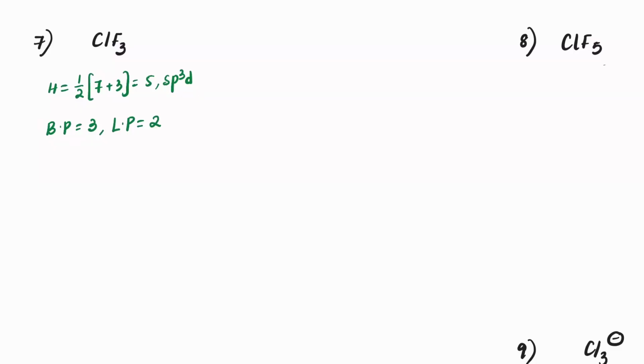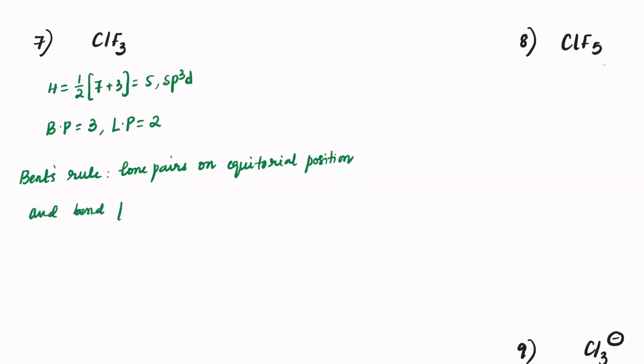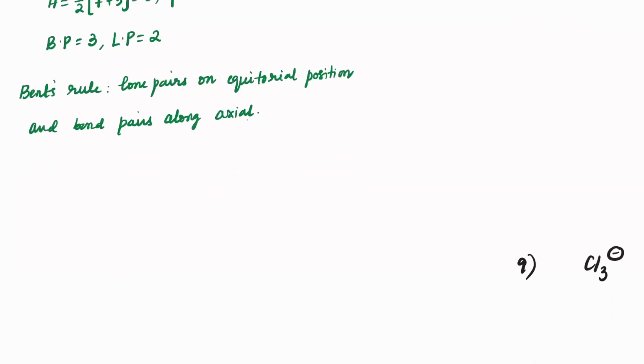Now let's put Bent's rule into perspective. According to Bent's rule, when hybridization is sp3d, correct? Keep lone pairs on equatorial positions, and bond pairs along axial positions, usually as much as you can.